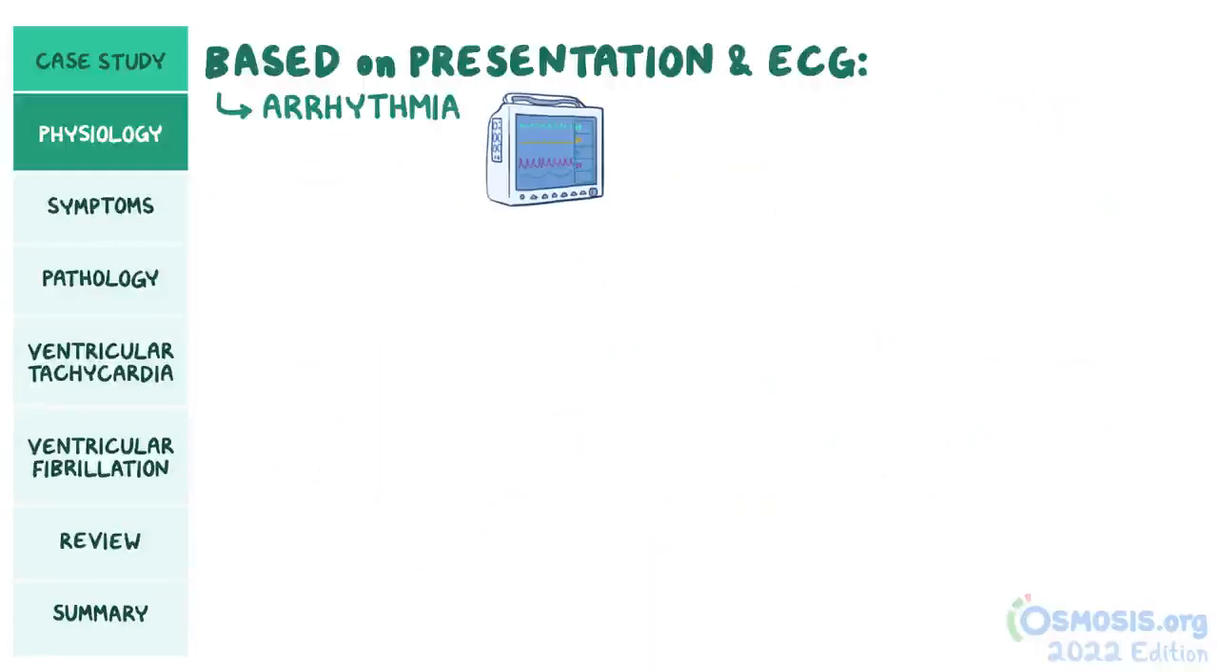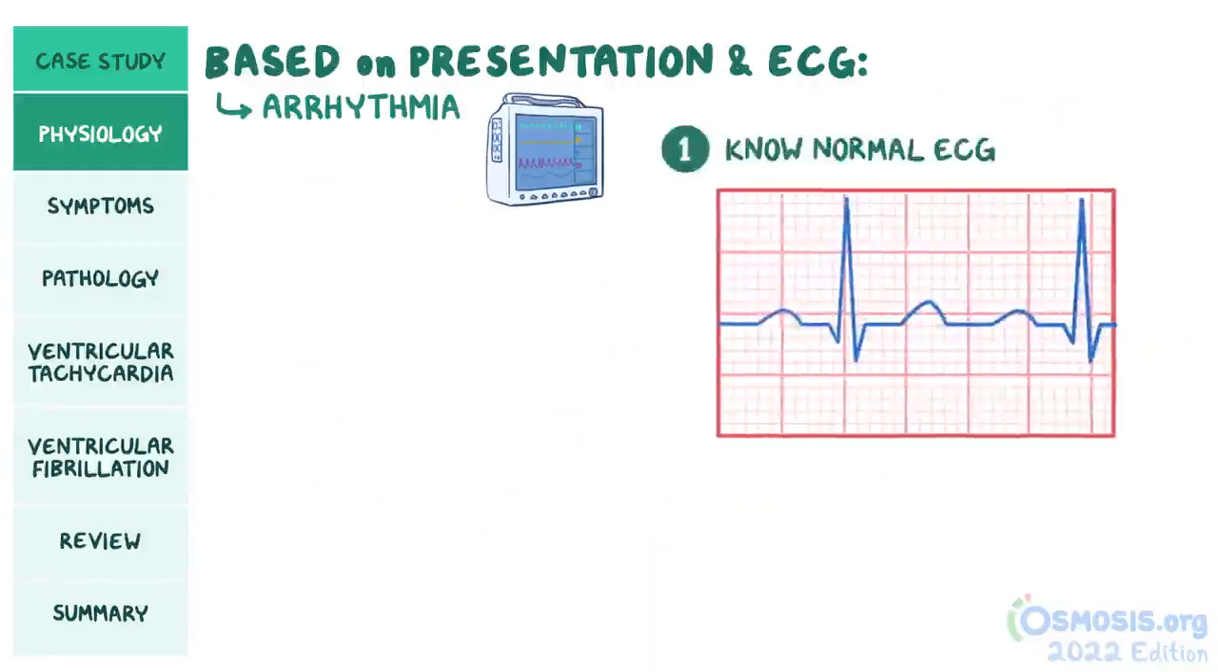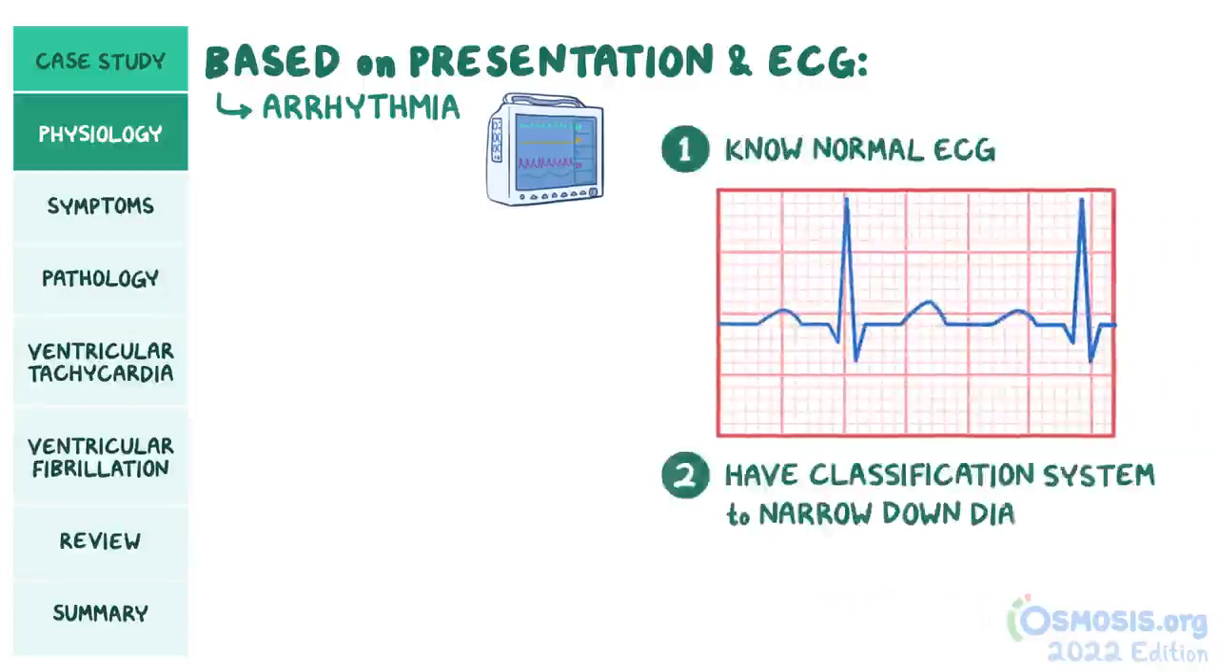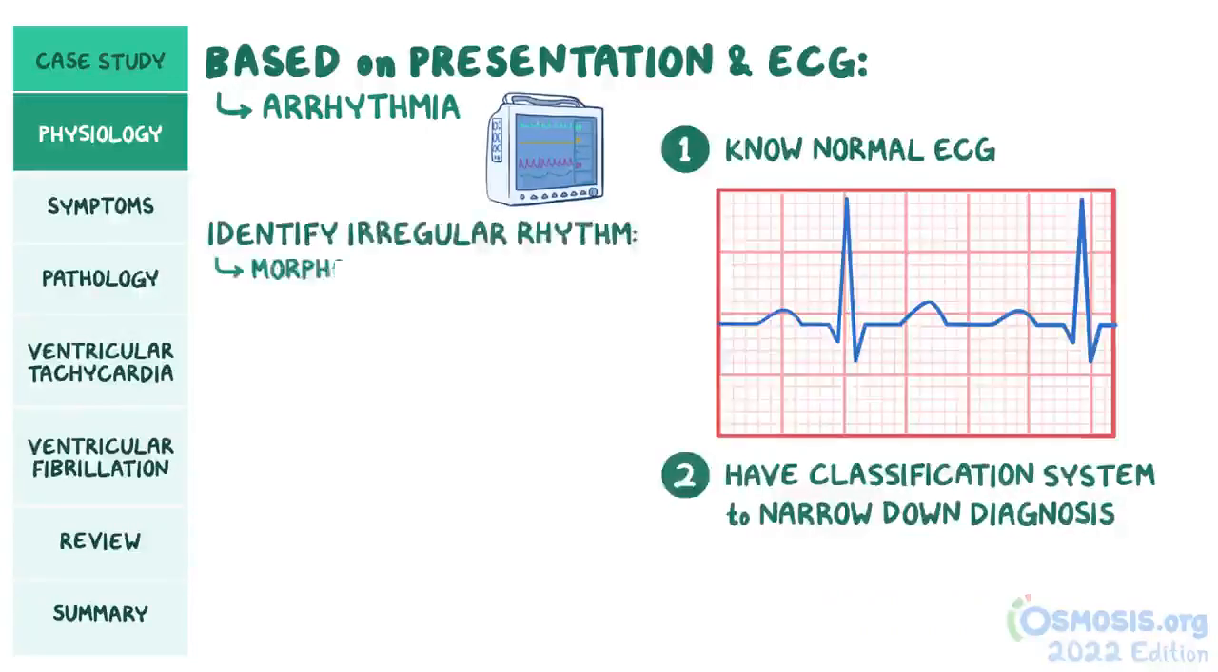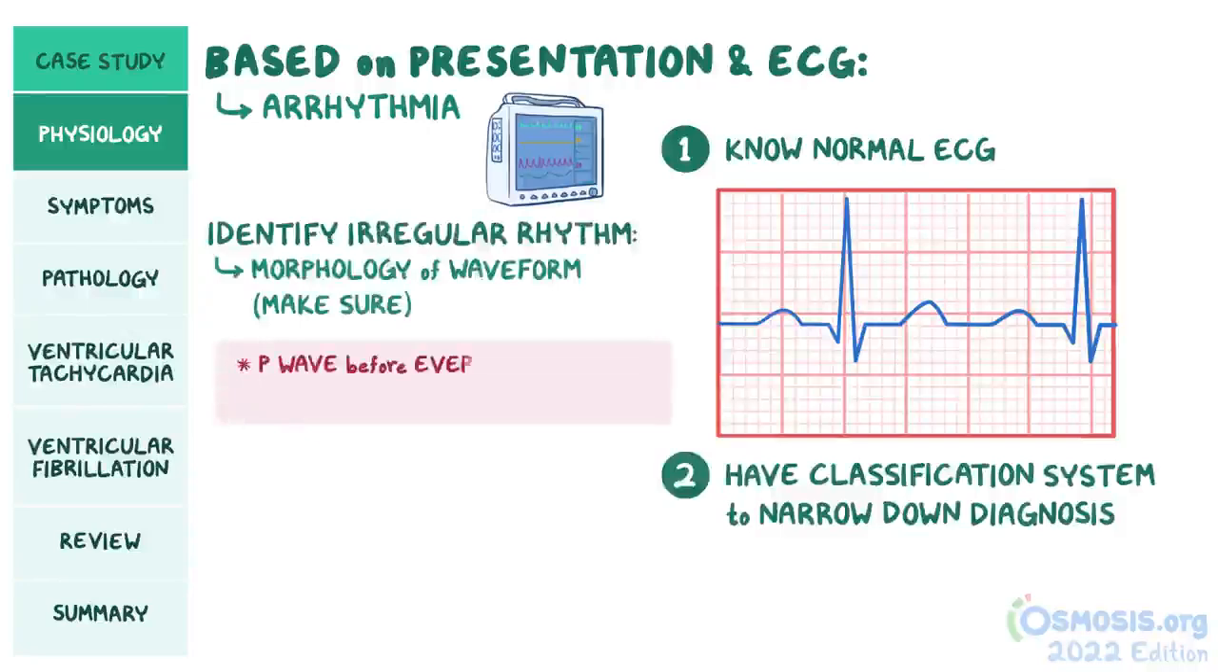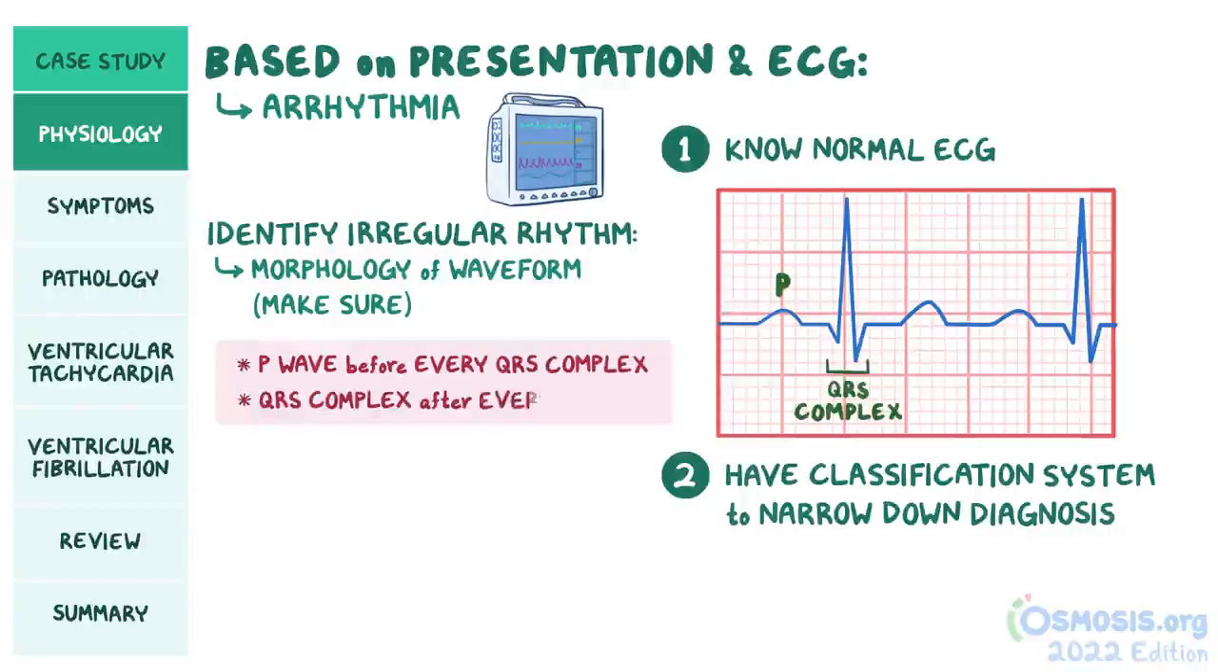The best way to approach arrhythmias is to, one, know what a normal ECG looks like, and two, have a good classification system to narrow down the diagnosis. To help identify an irregular rhythm, you can look at the morphology of the waveform and make sure that there is a P wave before every QRS complex, and a QRS complex after every P wave.